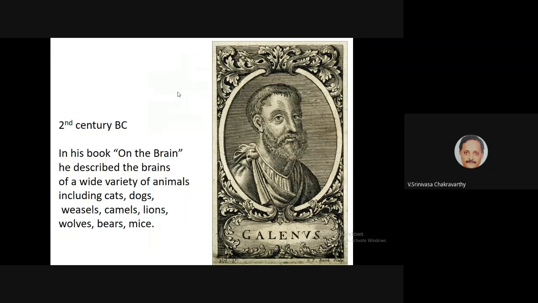Then in the second century, again, a Greek physician called Galen wrote a book called On the Brain, in which he described the brains of a wide variety of animals, including cats and dogs and weasels, camels, lions, wolves, bears. So apparently he spared insects. The insects do have brains, they're very small, and to work out their nervous system, you need microscopic devices. All right, so obviously Galen didn't have that. So I guess he limited himself to the study of these slightly larger animals.